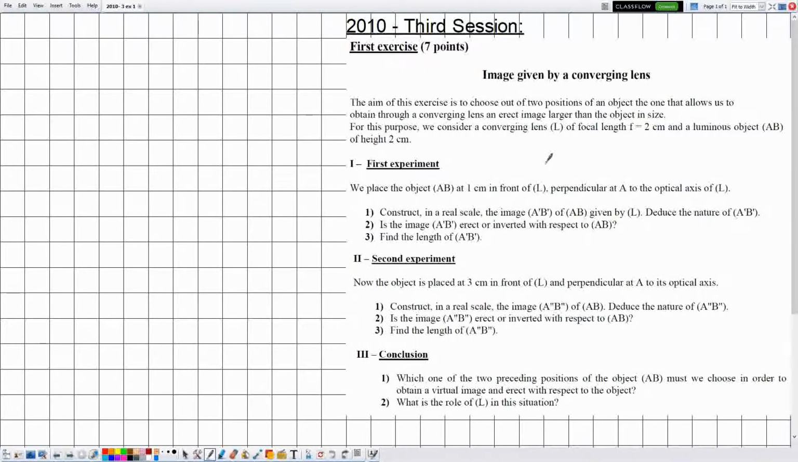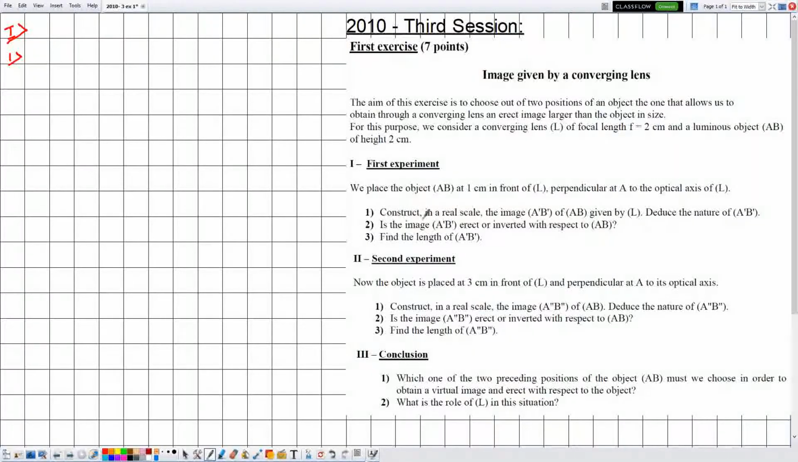For this purpose, we consider a converging lens of focal length f equal to 2 cm and a luminous object AB of height 2 cm. Here the height represents the size of the object. Now part 1, first experiment. We place the object AB at 1 cm in front of L, perpendicular at A to the optical axis of L. Part 1. Construct in a real scale the image A prime B prime of AB given by L. Deduce the nature of A prime B prime.